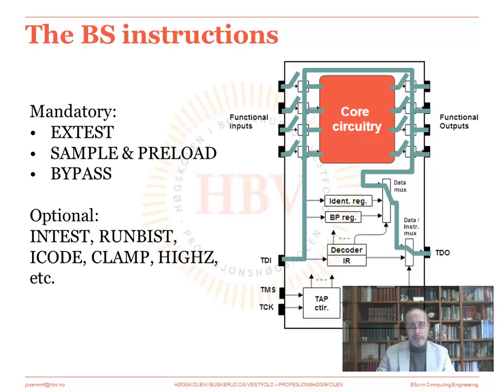So the main feature of the external test instruction is that the boundary scan cells isolate the core circuitry from the pins. Now, the two following instructions, sample and preload, they also select the boundary scan register. So it will be this register that is connected between TDI and TDO. But in this case, the boundary scan cells will be in transparent mode. That is to say, all the pins will be connected to the core circuitry.